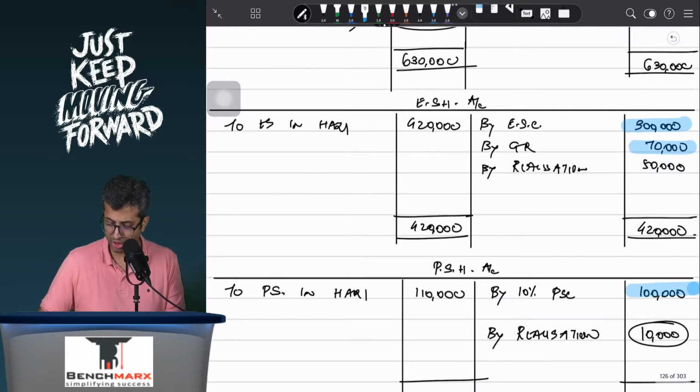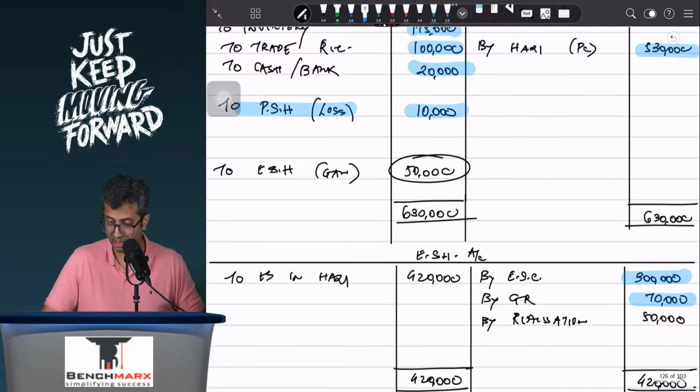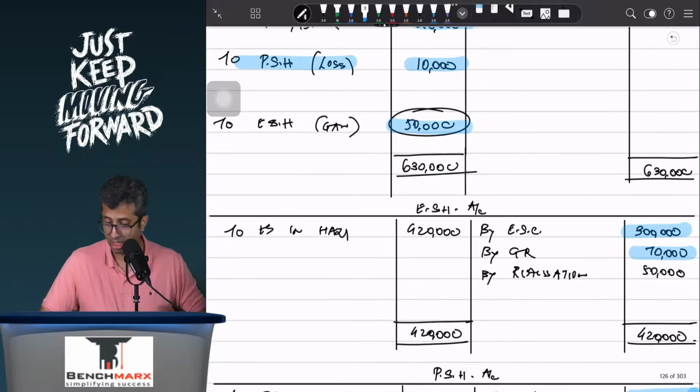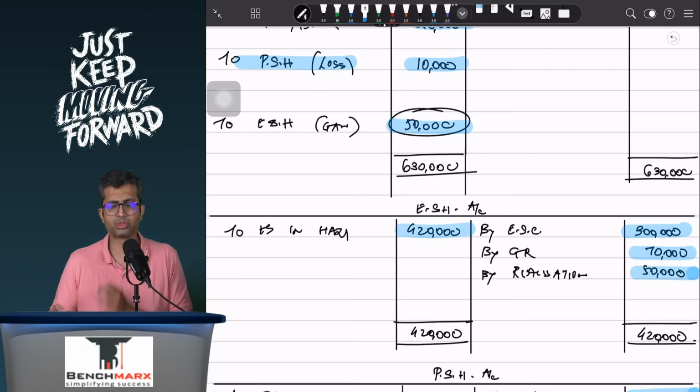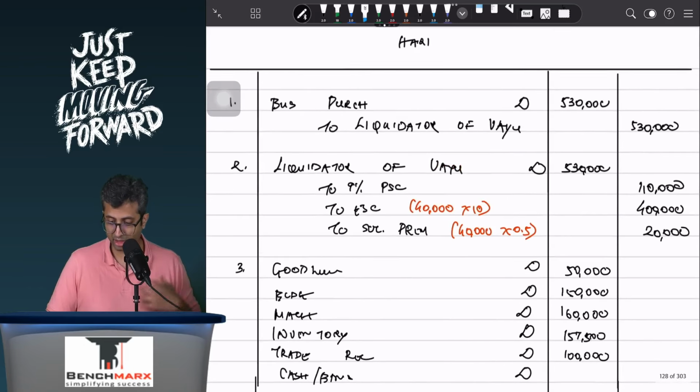These preference shares will be distributed to the preference shareholders, and 10,000 will be the profit for the preference shareholders, and hence for the equity shareholders there is a loss. So realization account debit to preference shareholders. Once you do that, you will try to balance the realization account. 50,000 comes over here, which will be to equity shareholders, and whatever is the 4,20,000 PC goes to the equity shareholders, and it should tally.